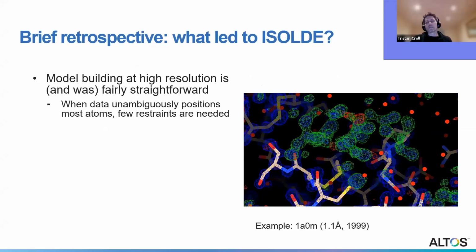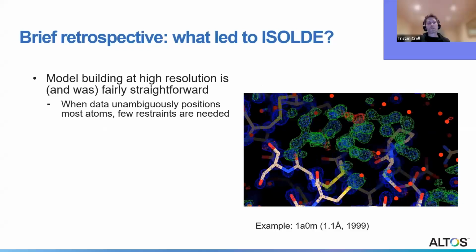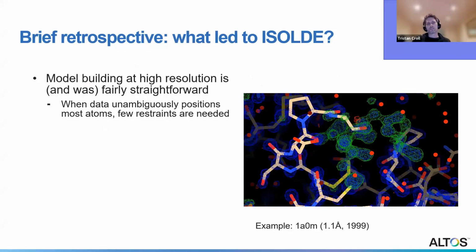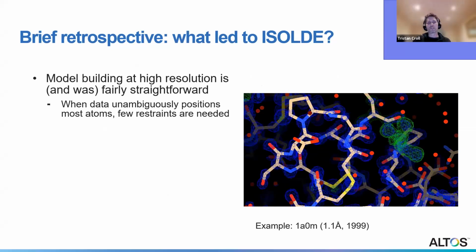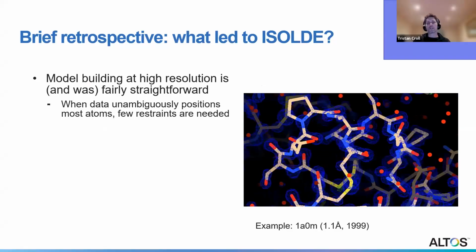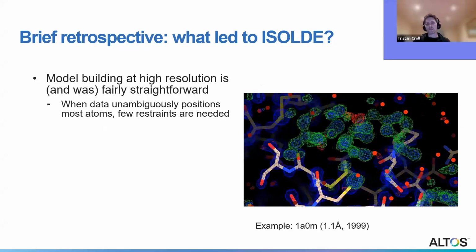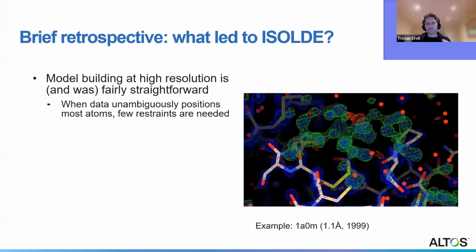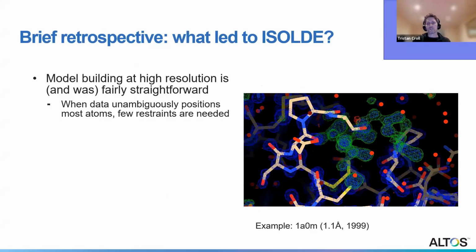Now, high resolution, of course, as we all probably know, model building at high resolution was and is fairly straightforward. When you have high resolution data that unambiguously positions each or most atoms, you don't really need many restraints. You can just place the atoms, as you know the sequence of your protein. You can build it up, and things just sort of fall into place and stay there, constrained by the data.